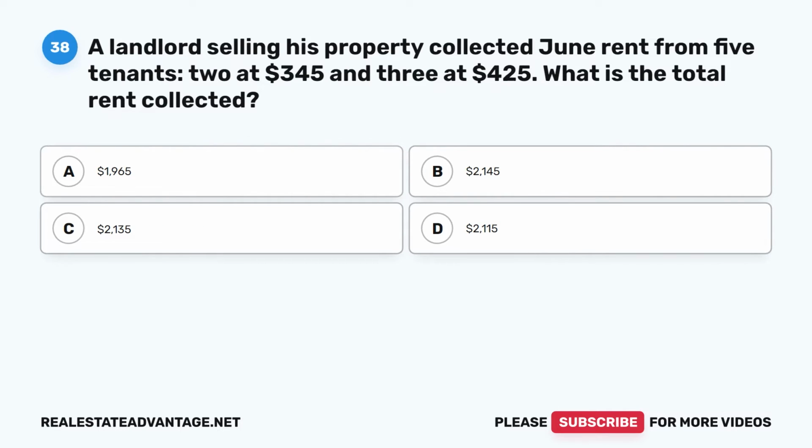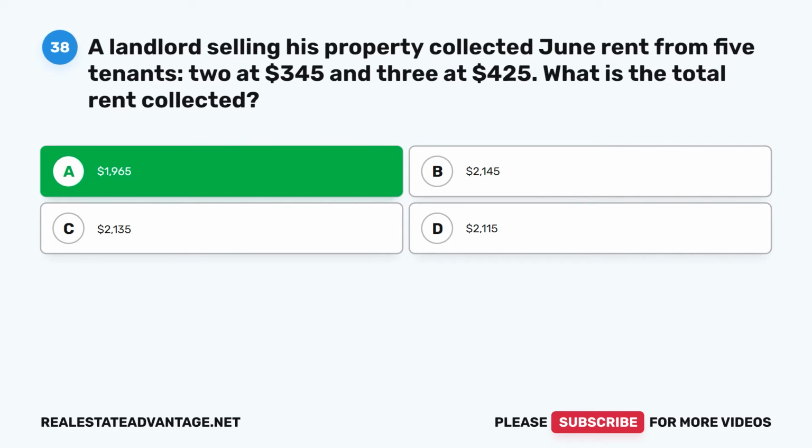Question 38. A landlord selling his property collected June rent from 5 tenants, 2 at $345 and 3 at $425. What is the total rent collected? A. $1,965. B. $2,145. C. $2,135. D. $2,115. The correct answer is A.